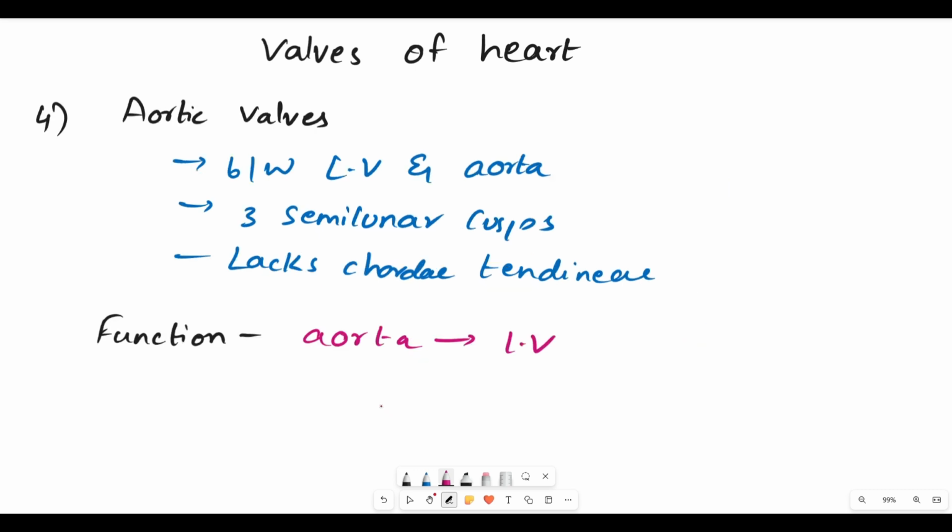Coming to the last valve, which is the aortic valve. This aortic valve is located between the left ventricle and aorta. It also has three semilunar cusps, and it also lacks the chordae tendineae. The main function is to prevent the backflow of blood from the aorta to the left ventricle.